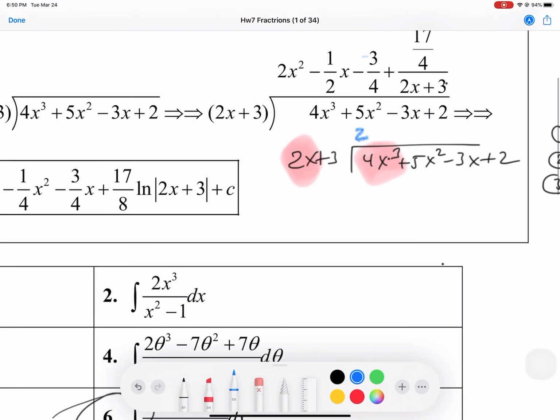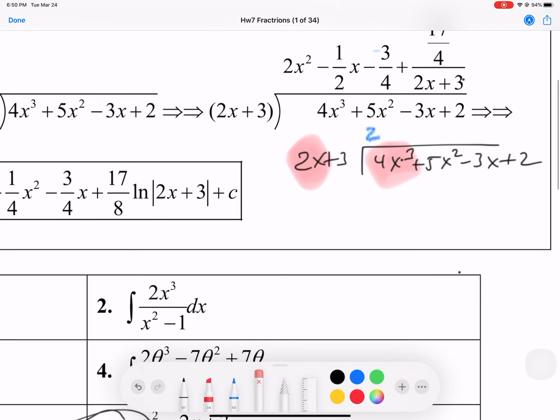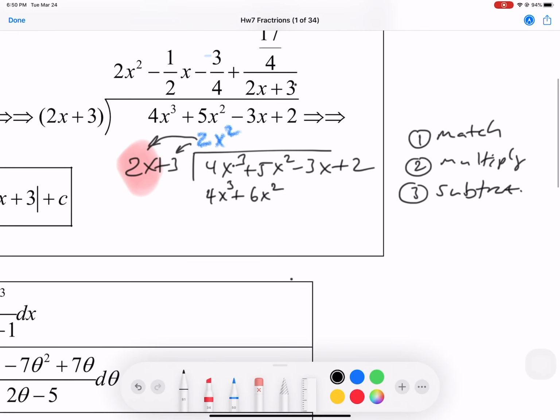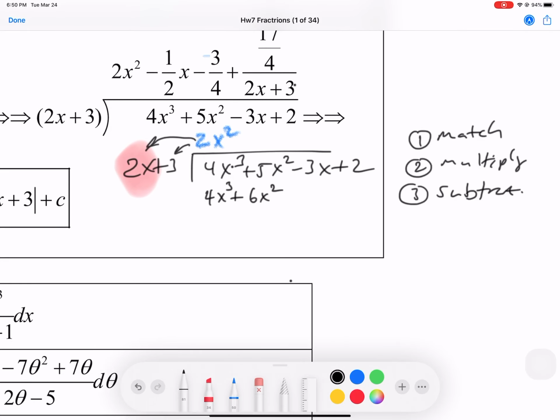Let me zoom in a little bit. We need a 2, because 2 times 2 is 4, and x times x squared is x cubed. So we multiply that down, multiply to the front and to the back. That gives us 4x cubed plus 6x squared. We said our rules are to match first. So we just matched, we multiplied down, right? We multiplied the front and the back. And our third step is to subtract.